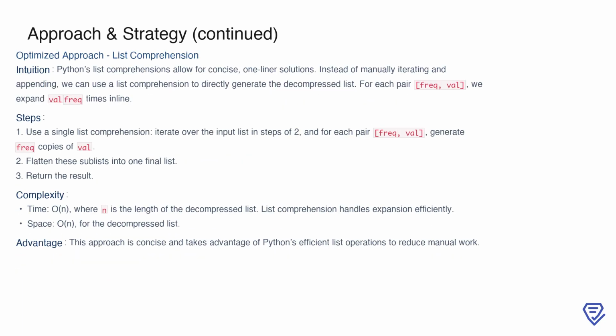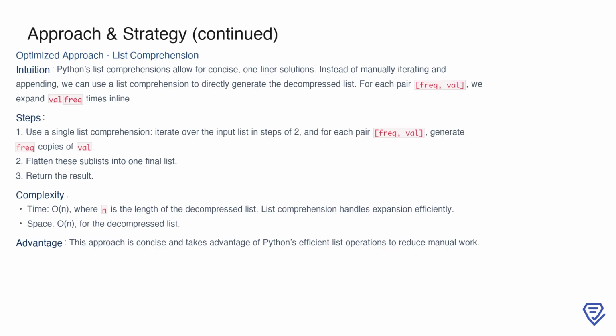Another, more concise approach is to use Python's list comprehension feature. This optimized method allows us to generate the decompressed list in a single line. Instead of manually iterating and appending values, we iterate over the input in steps of 2 and, for each pair, frequency, val, create frequency copies of val inline. These smaller sublists are then flattened into one complete list. The entire process is efficient, as list comprehensions are designed to handle such operations effectively.